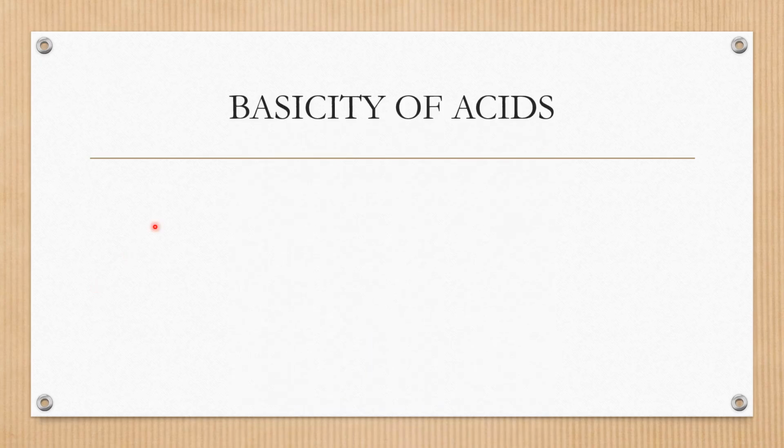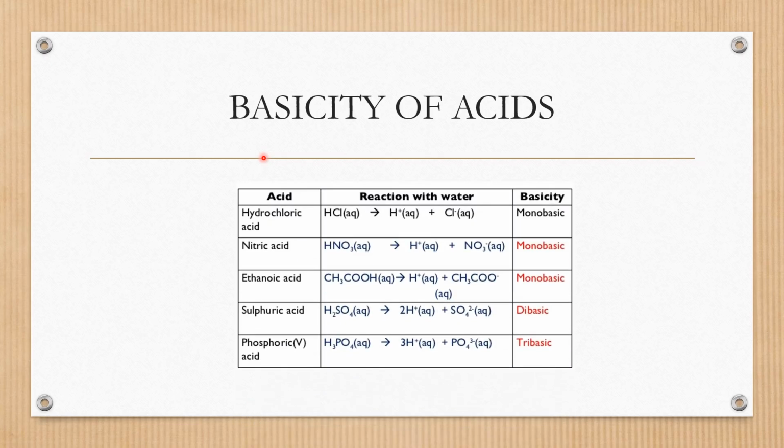Now let us see the basicity of acids. As we know, acids are substances which ionize completely or partially to produce H plus or H3O plus ions. Let's see the basicity for different acids. The first acid is hydrochloric acid. In aqueous solution, it forms ions, that is, it dissociates into H plus and Cl minus ions.